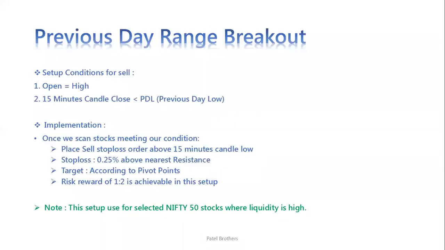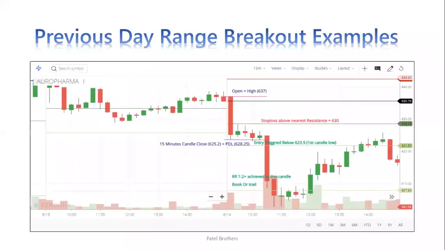In a previous day's range breakout, you will get many trades, on average 2 trades per day, but in open drive, you will get 7 to 8 trades per month. What is the ratio of the false breakout? Here also there will be false breakouts as well. It will be like 35 to 40% will be false breakouts.